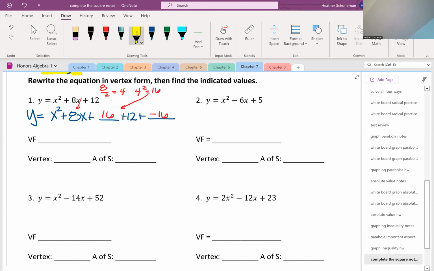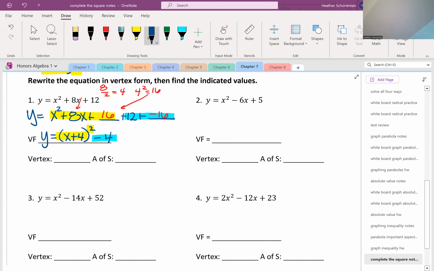We are now going to take this first part and factor it. So I'm going to write y equals, and the way this would factor, what multiplies to 16 and adds to 8 would be x plus 4, x plus 4. So we write (x + 4) squared. So the first part gets factored like so. Then we are going to add these two numbers together here, and 12 and -16 is -4. And now we have our equation.